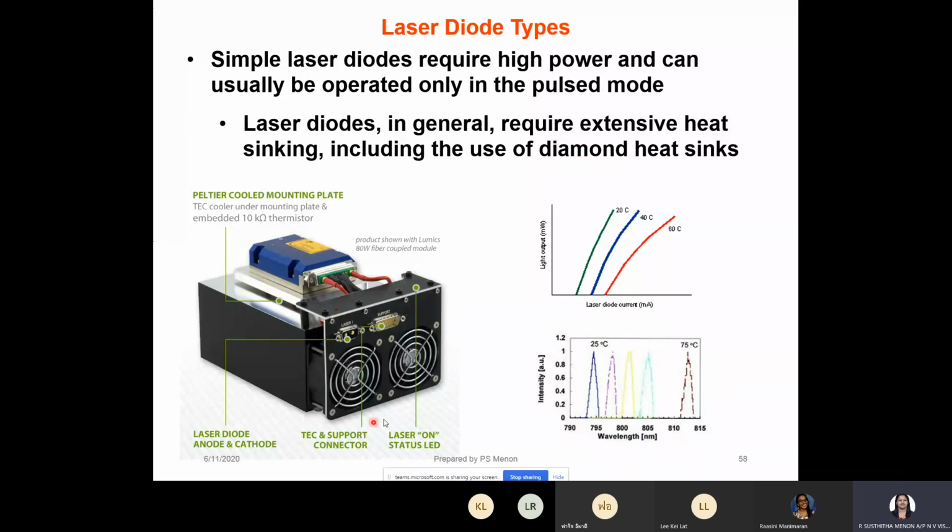So this shows a simple laser with the driver. You can see the number of heat sinks available. This is the laser diode anode and cathode. That's laser 1 over here. And you can see this is the TEC, the cooling support system, and the connector, and Peltier cool mounting plate over here. There's a 10 kilo ohm thermistor, and this shows the laser on status.